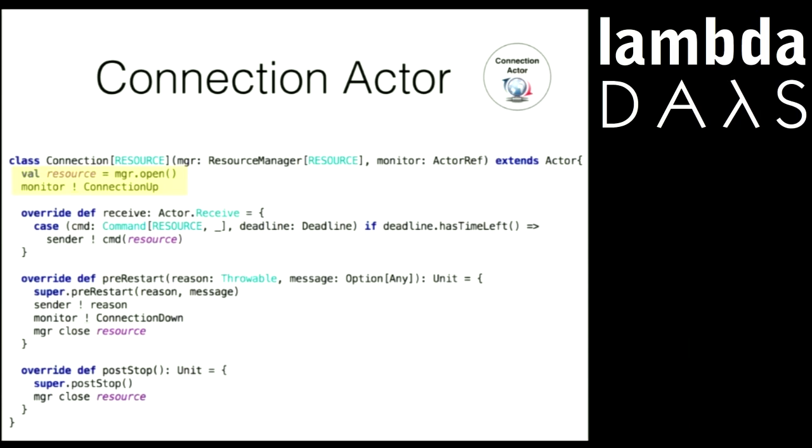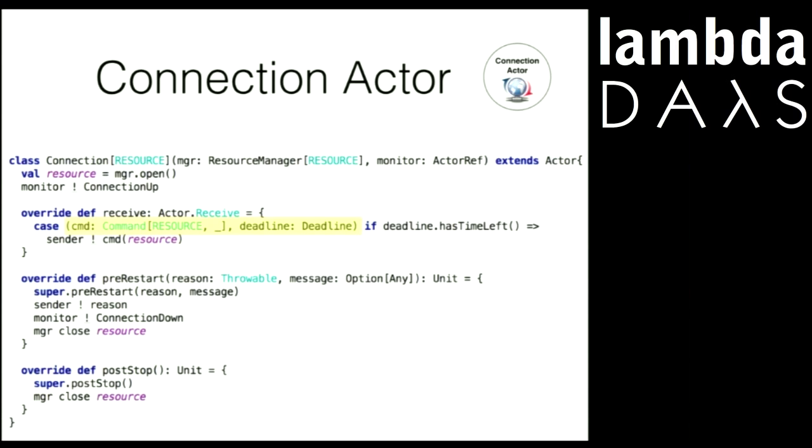Let's have a look at the connection actor. The first thing the connection actor does is open a connection to the resource, and then when it's successful, it immediately sends a message to the monitor that the connection is up. Now, when you look at the receive method of our connection actor, it only responds to the messages which are tuples of the command and deadline.